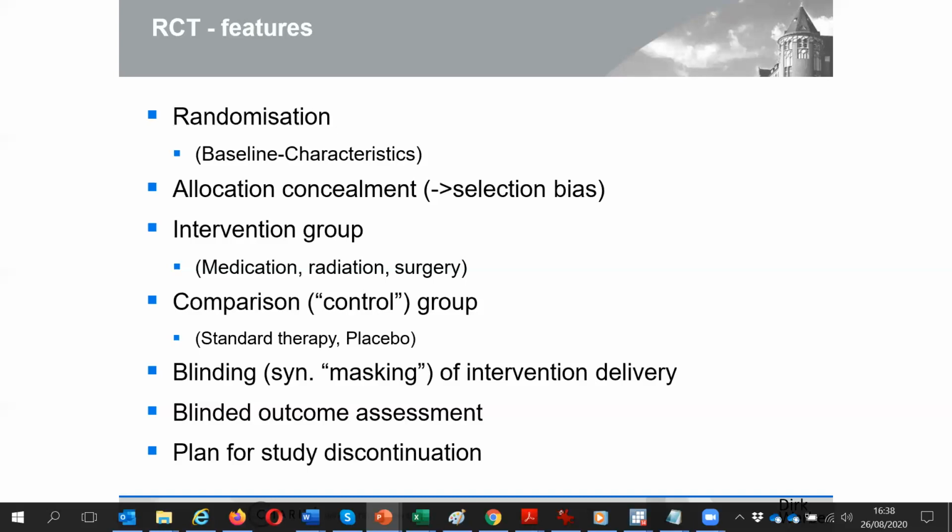Then you've got your intervention group, where you give whatever intervention you're giving. It can be medication, radiation, or surgery. Then you've got your comparison group, or your control group. It depends on what you're testing. In some scenarios, you can give them a placebo, which means you don't give them anything. Or you're comparing one drug to another drug. If you don't give anything, that's a placebo.